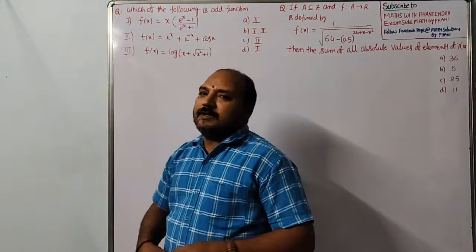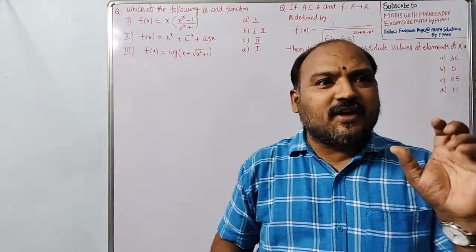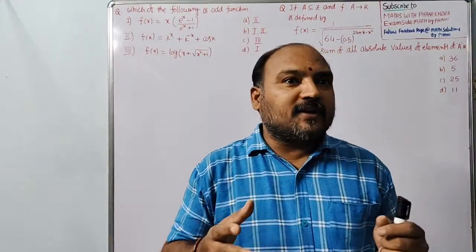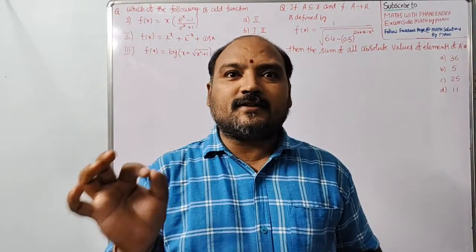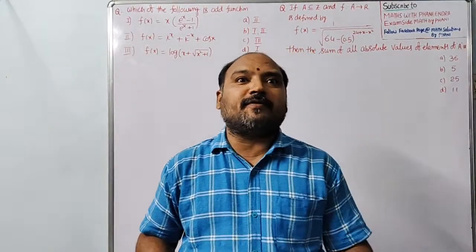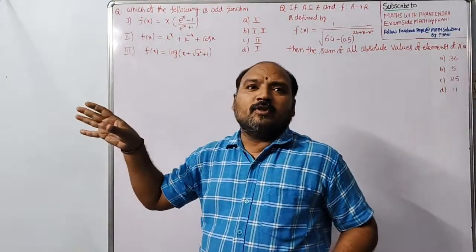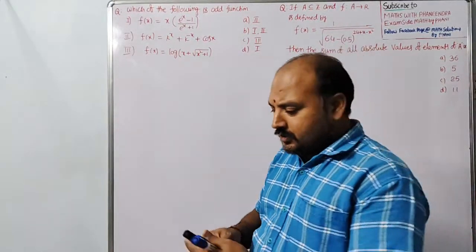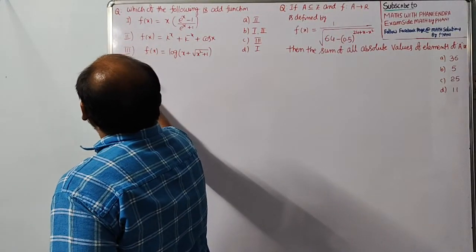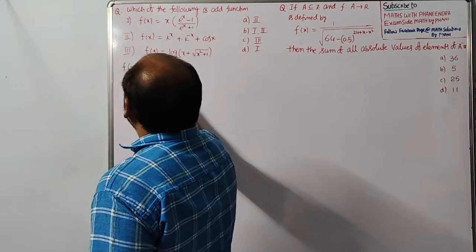Which of the following is an odd function among the following? We know the definition of odd function and even function. f(-x) = f(x), then it is called an even function. f(-x) = -f(x), then it is called an odd function. We just need to verify whether it is an even function or odd function. See, f(-x), first one I am checking that. Wherever x is there, replace with -x.